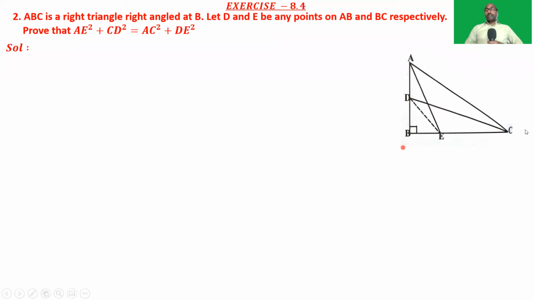Okay. In this figure, we have 4 right angle triangles. First one is ABC. Second one is DBC. Third one is DBE. And also there is ABE. So 4 right angle triangles are there, and we can apply Pythagoras theorem for each of these triangles.